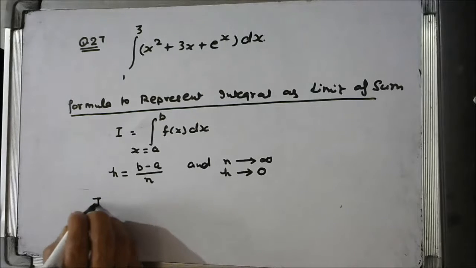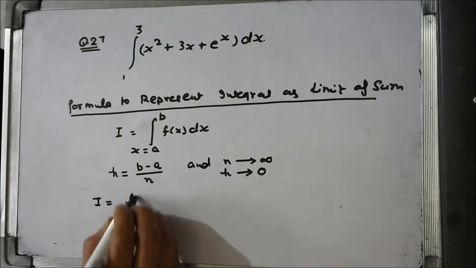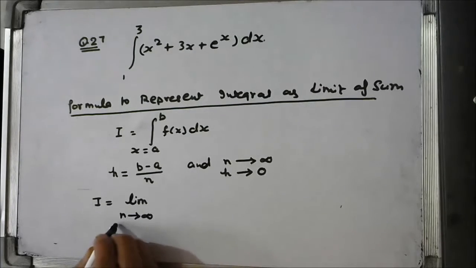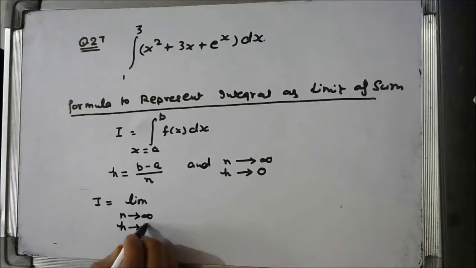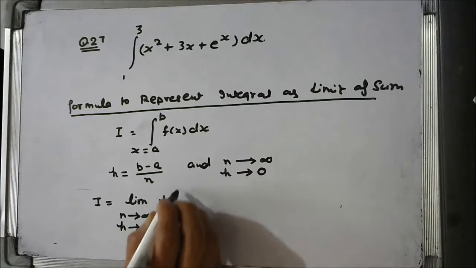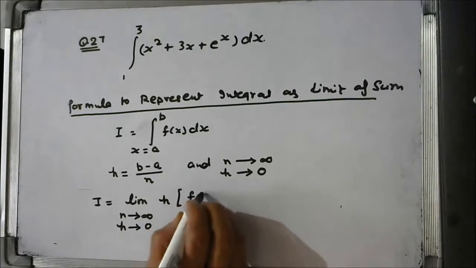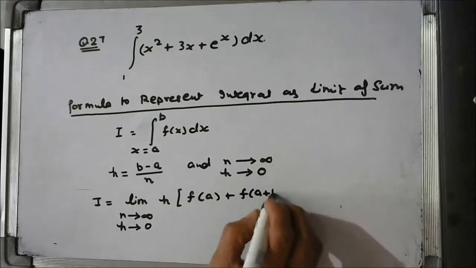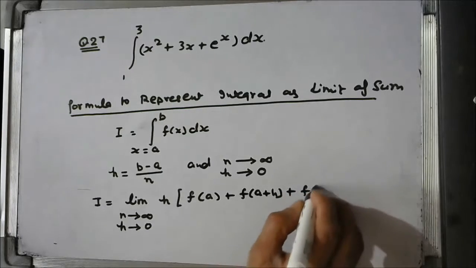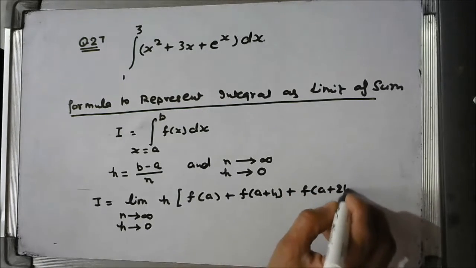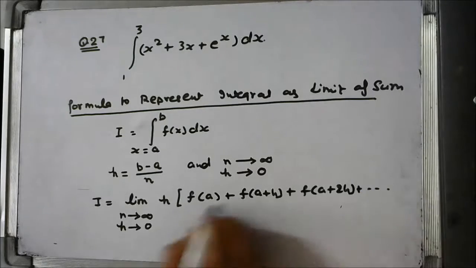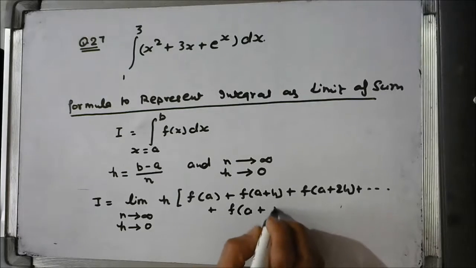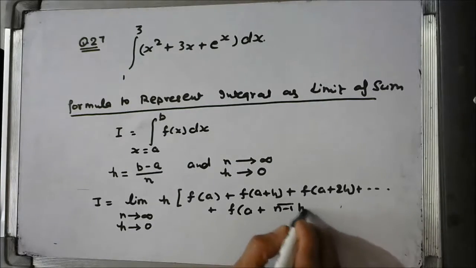Then the integral can be given as the limit n approaching infinity, which means h approaches 0, of h into [f(a) plus f(a plus h) plus f(a plus 2h), and so on, the last term being f(a plus (n minus 1)h)].